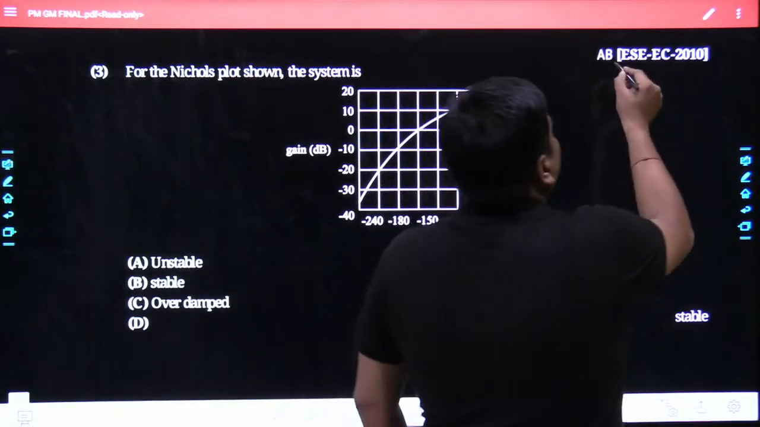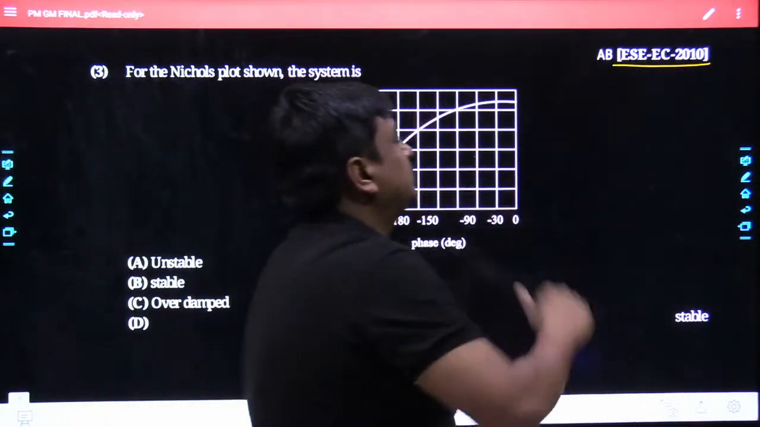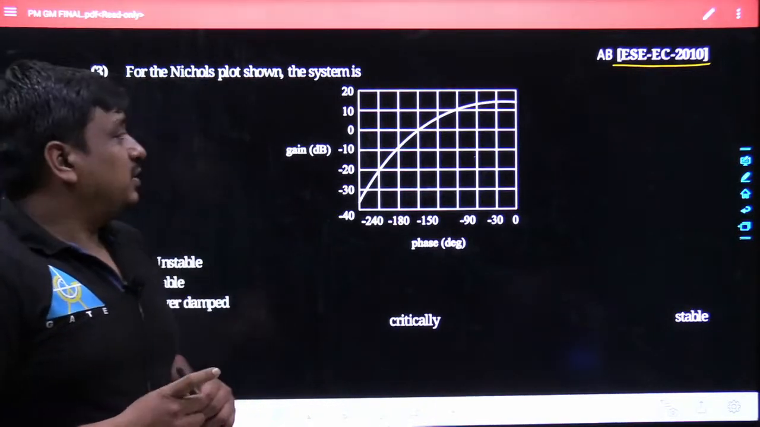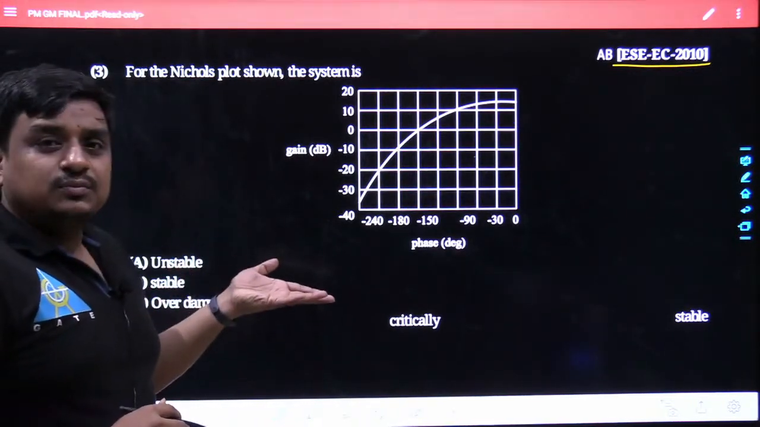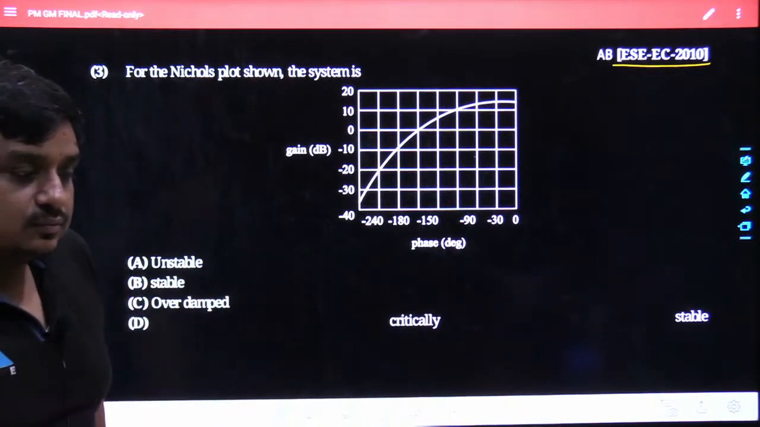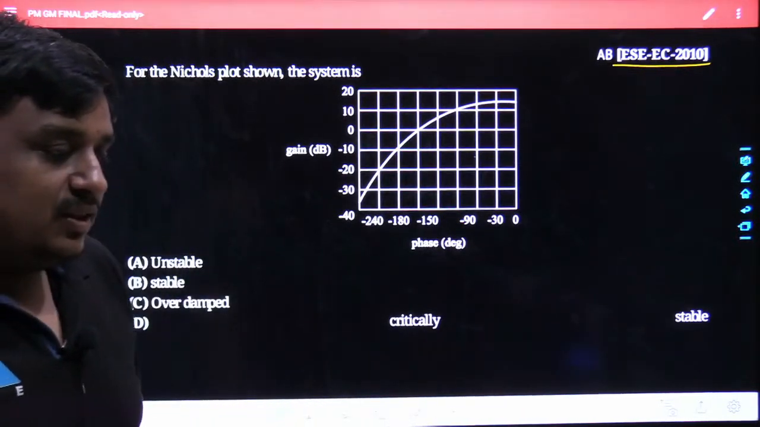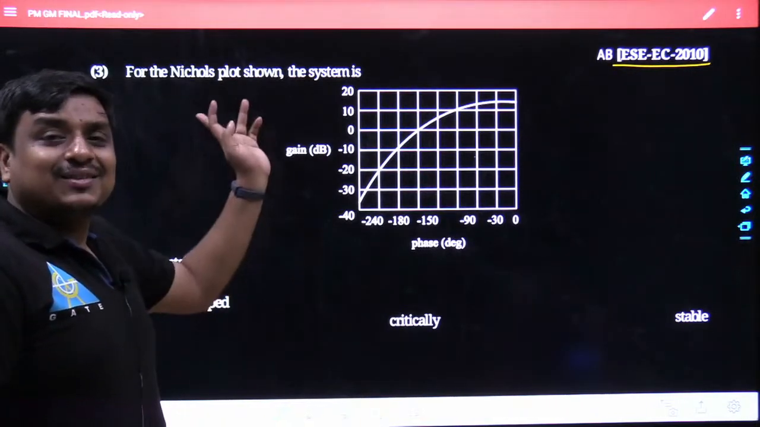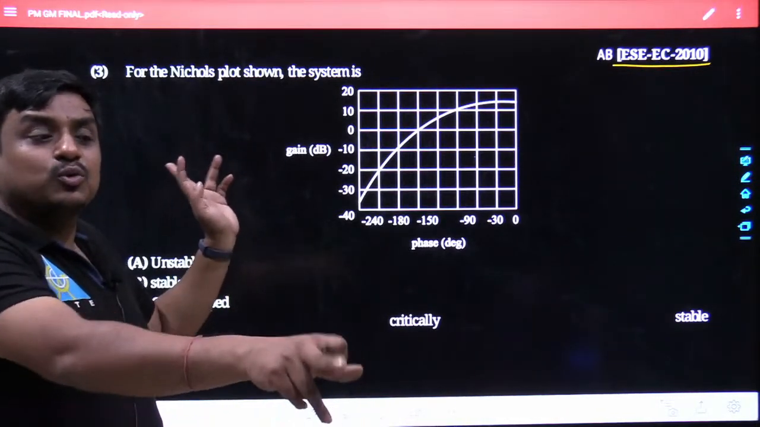This problem came in the Engineering Services Examination, year 2010, the paper of electronics. Anyways, it's called a Nichols chart. It usually does not come in the GATE examination. How is PM affected in this case? I would be discussing each and everything. Probably a few more questions are supposed to come, and there I need to discuss those things also.